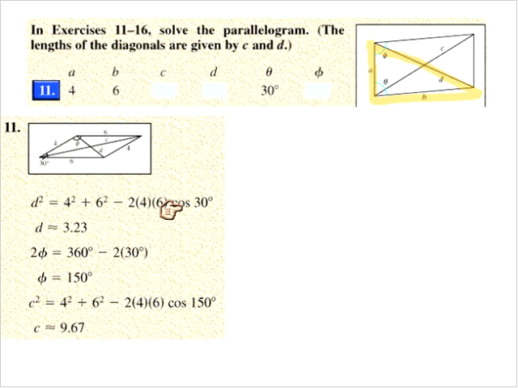Now don't forget to find the length of D. You're going to have to take the square root of this, because this in fact is D squared. So once you take the square root, you do get 3.23.